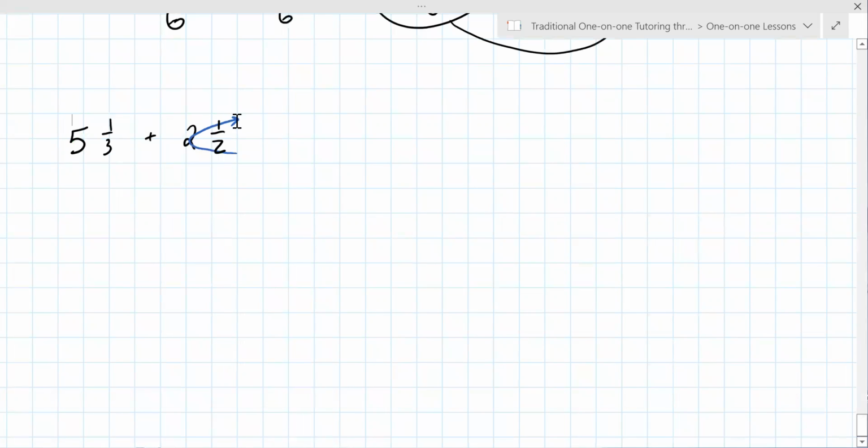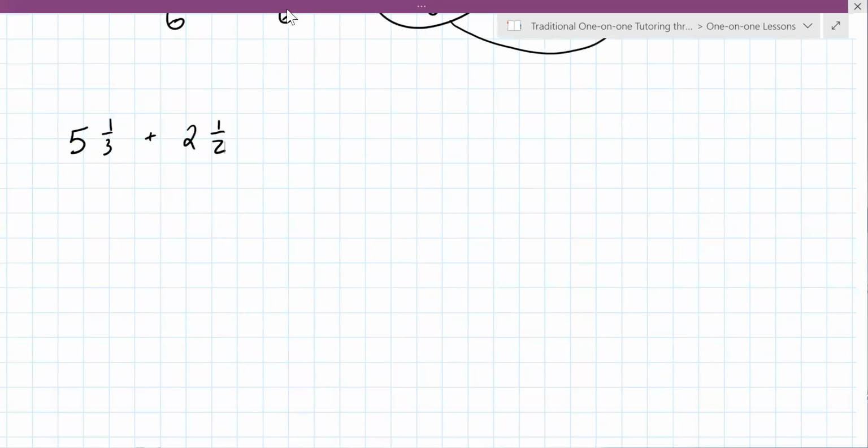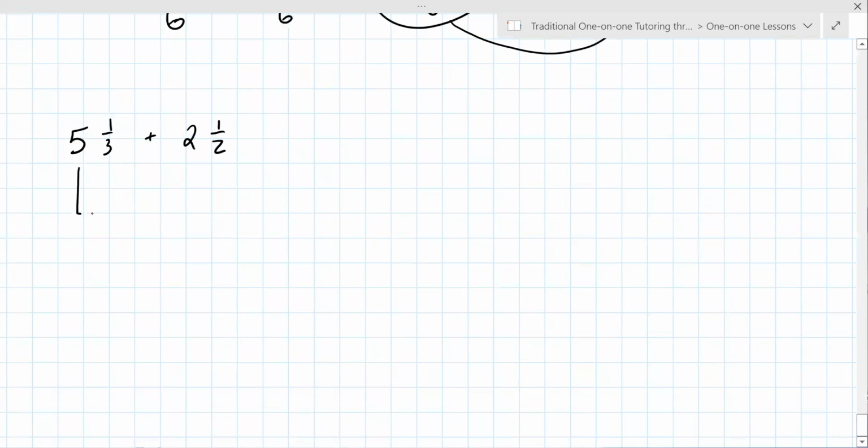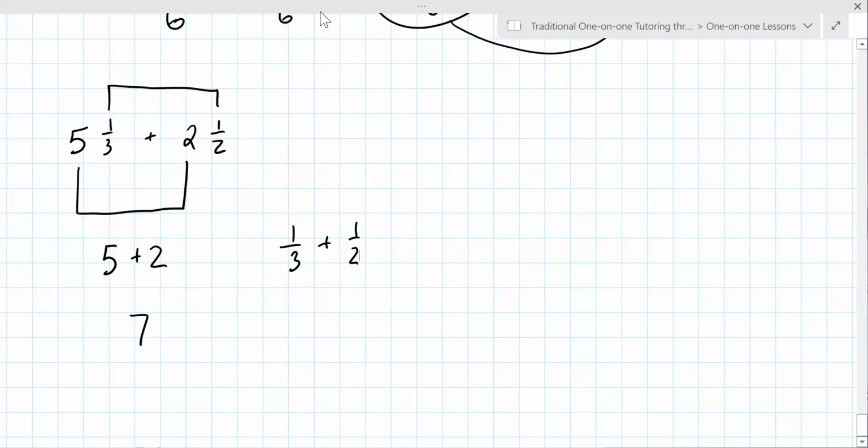So when you have two mixed numbers, you first look at the whole number part. 5 plus 2, that's 7. Then you look at the 1/3 and the 1/2 and you add those. You still have to make a common denominator. So you would multiply the left by 2, the right by 3, and you get 2/6 plus 3/6, and that's 5/6 together. So it would still be 7 and 5/6.